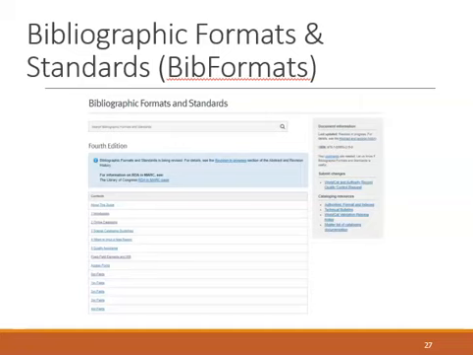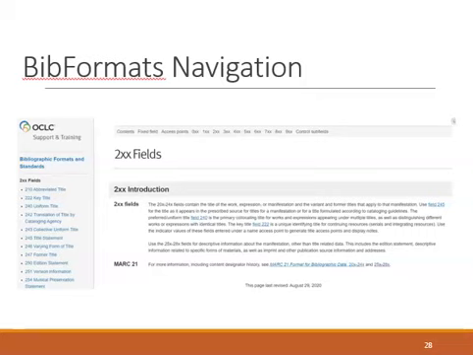But the meat of the guide is really the sections detailing the use of MARC 21 based on the area of description. To apply the data we've been exploring so far, check out the 2XX fields and 4XX fields sections. Let's look at the 2XX fields information to explore getting around in bib formats.